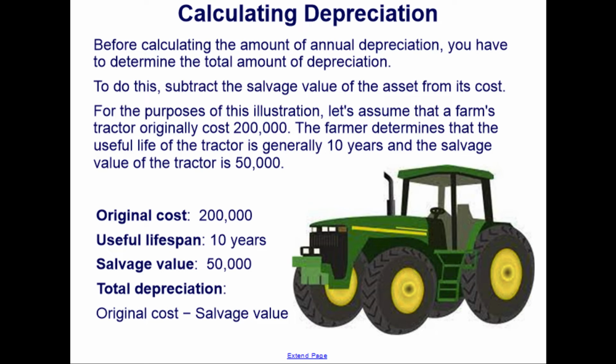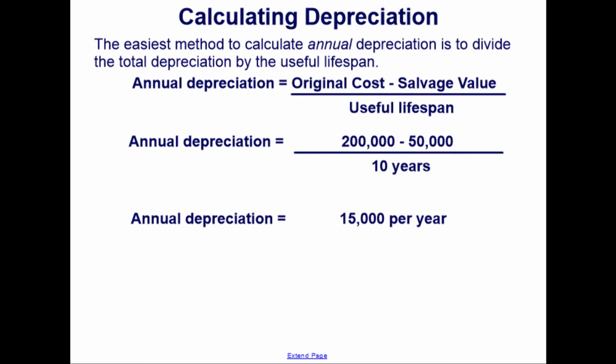Before calculating the amount of annual depreciation, you have to determine the total amount of depreciation. To do this, subtract the salvage value of the asset from its cost. For the purposes of this illustration, let's assume that a farm's tractor originally cost $200,000. The farmer determines that the useful life of a tractor is generally 10 years, and the salvage value of the tractor is $50,000. The easiest method to calculate annual depreciation is to divide the total depreciation by the useful lifespan.